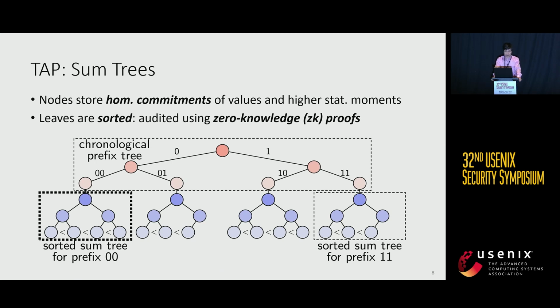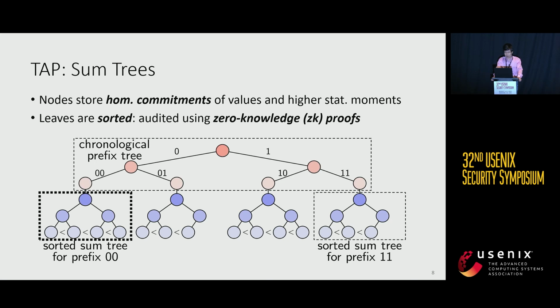The second layer of our data structure is the sorted sum tree. It will store the additively homomorphic components, and the leaf will contain the user value and the moments, because these are needed to compute the statistics. The nodes above the leaves will store the sums of the underlying values. This works because of the additive homomorphism. For the commitment scheme, we use a Pedersen commitment with elliptic curves, and we also use Bulletproofs for zero-knowledge range proofs.